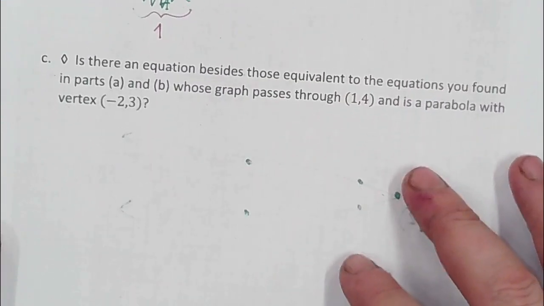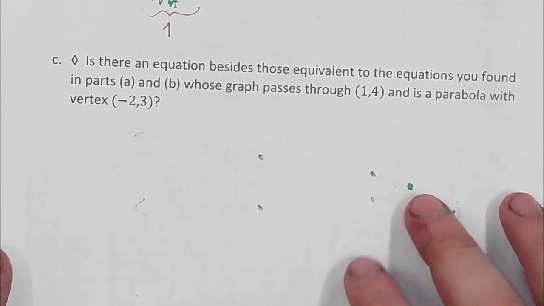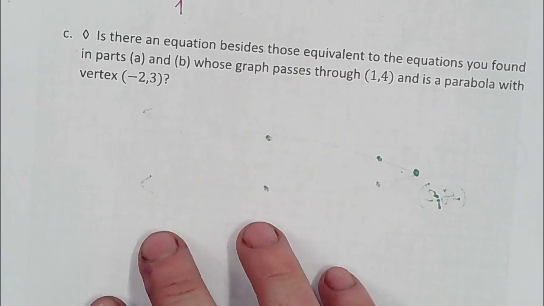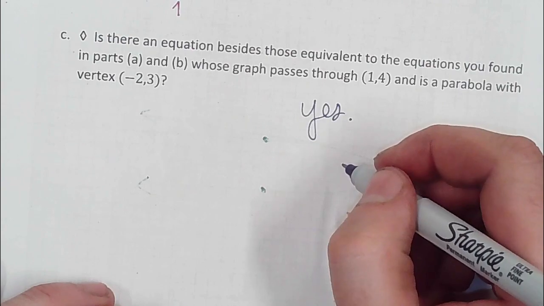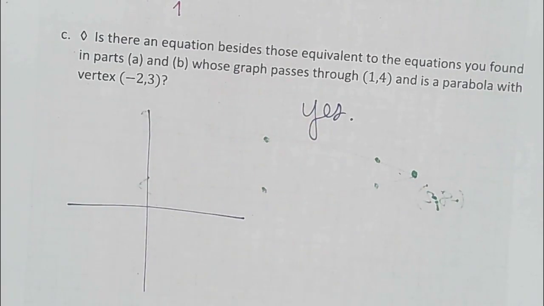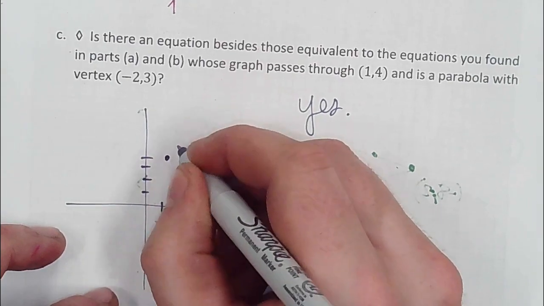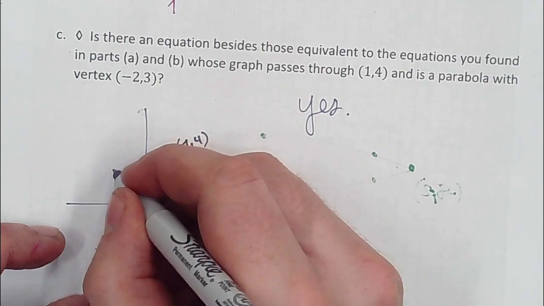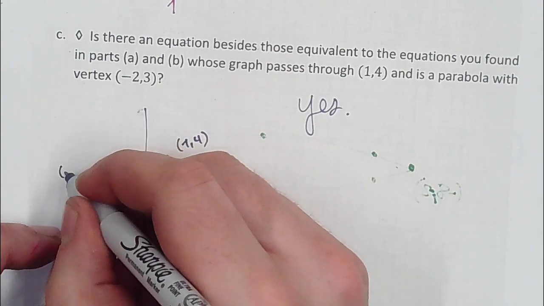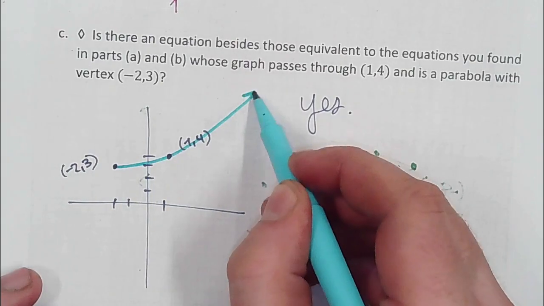Part C. Is there an equation besides the ones we found here that does all the stuff we want, like go through 1, 4, and has a vertex at -2, 3? And the short answer is yes. There are infinite. 1 comma 4 is this. And -2, 3 is here. And that's our vertex.